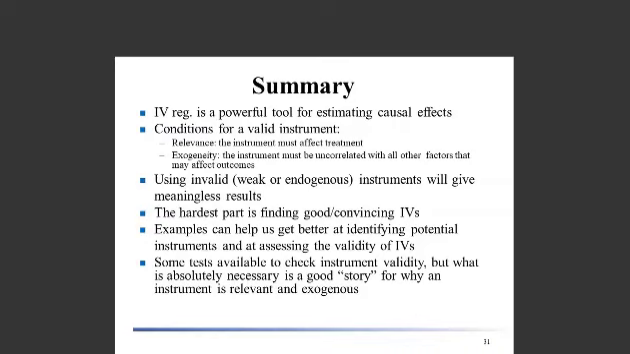So the hardest part really to using instrumental variables is finding a good and convincing IV. These examples and other examples can help us get better at identifying potential instruments and assessing the validity of IVs, and being able to argue the validity of our own IVs when we do use them. Some tests are available to check instrument validity, but what is absolutely necessary is a good story for why an instrument is relevant and exogenous.